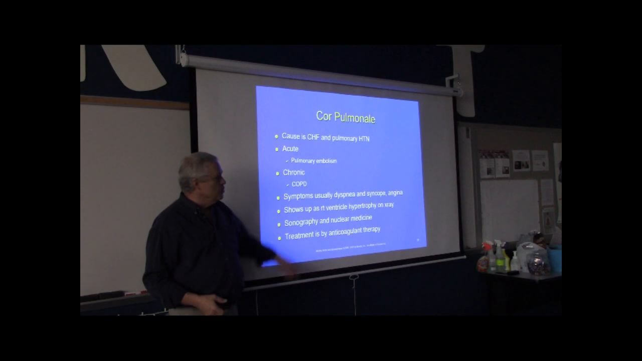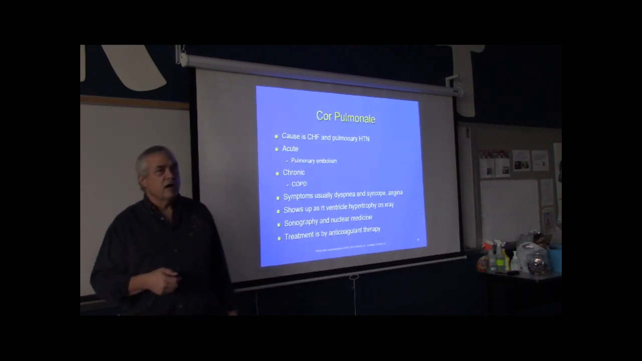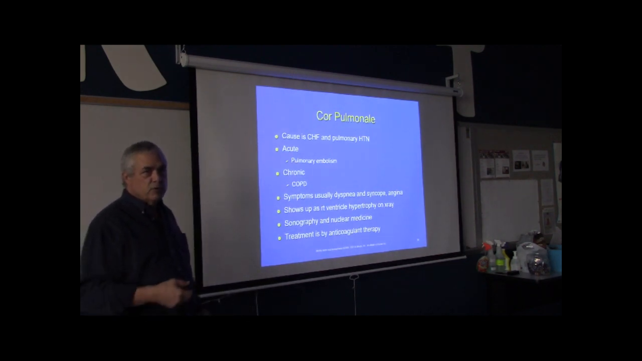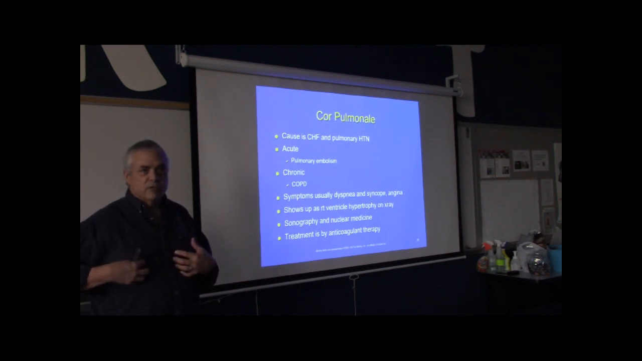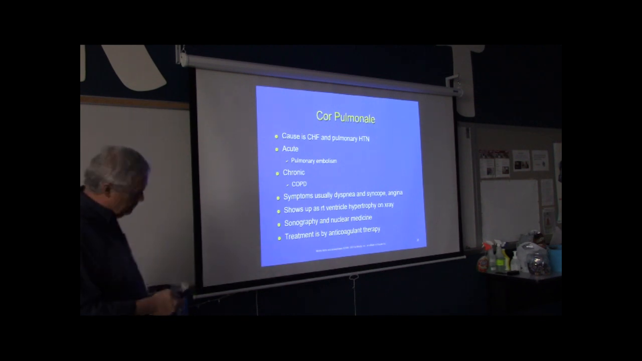This typically shows up as right ventricular hypertrophy on an x-ray. In other words, the left side of the heart shadow might look pretty normal, but the right side is bulging way over into the right lung field.